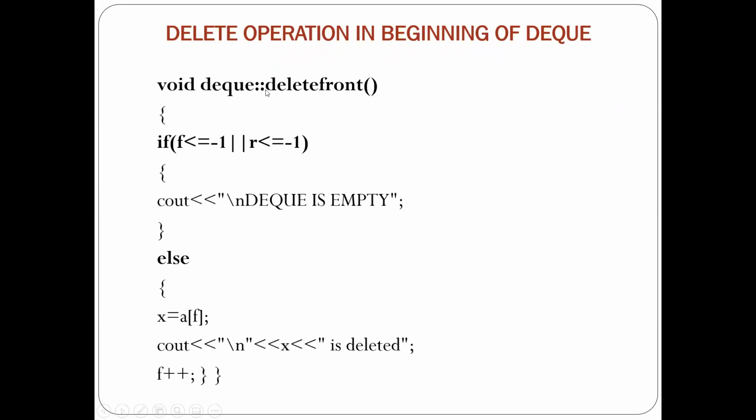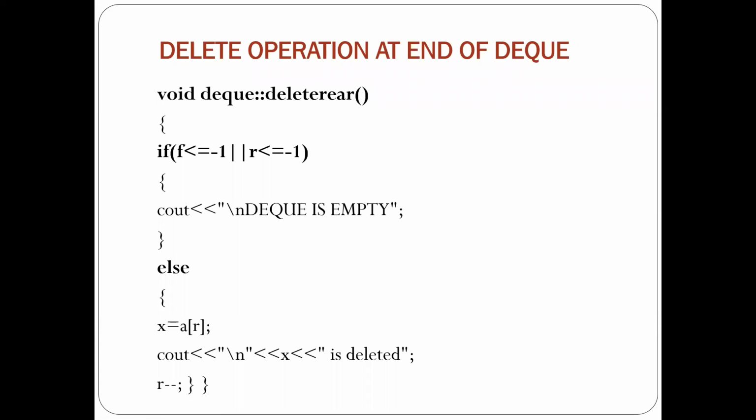Then in case of the deletion also, now we can implement 2 operations, delete from the front end and delete from the rear end. This is delete front, which is again exactly similar to the delete operation of the linear queue. What we have to do here: whatever element is present at the front end, we have to take out in another variable. We have to print that element, and then increment front, that is F++. So this same operation is there.